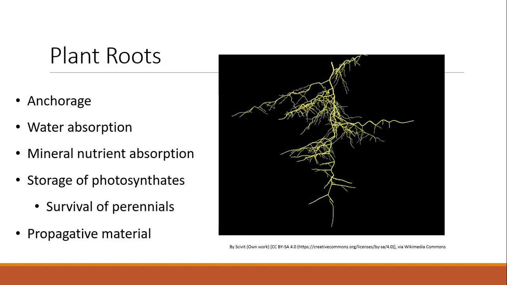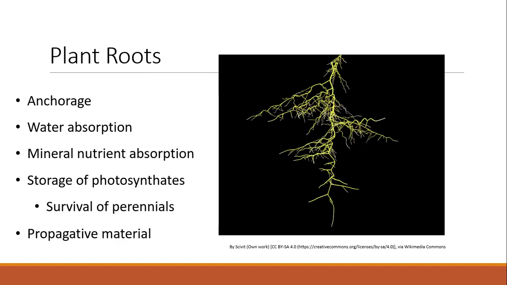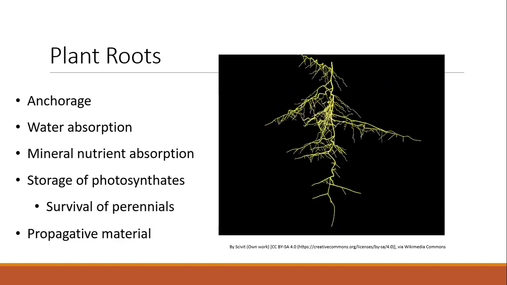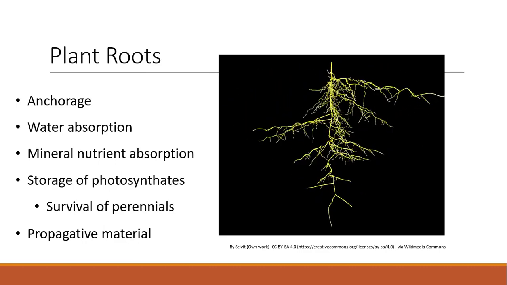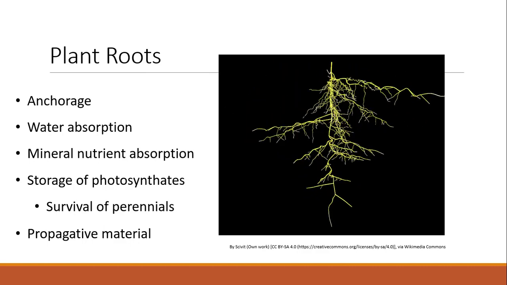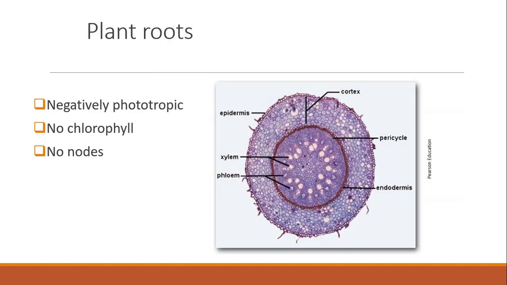Okay, so we're talking about plant roots. They are where the plants are anchored. This is where water is absorbed. This is also where mineral nutrients are absorbed. This is where photosynthates, which are the sugars, are stored, and that's how perennials survive underground. And it's also a place where you can actually propagate. Plant roots are negatively phototropic. That means they're not affected by light. They're not going to grow towards the light. They don't have any chlorophyll. They have no nodes, and you'll see what that means in a little bit.